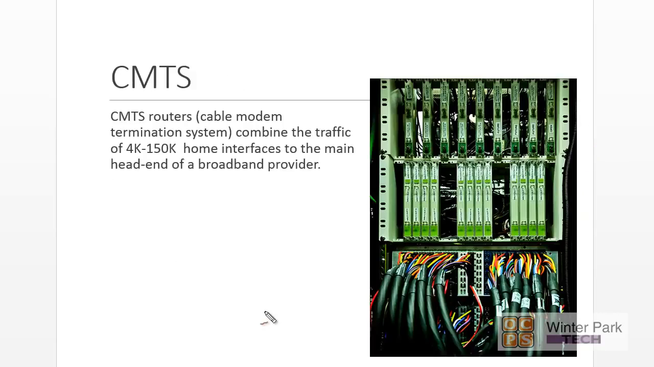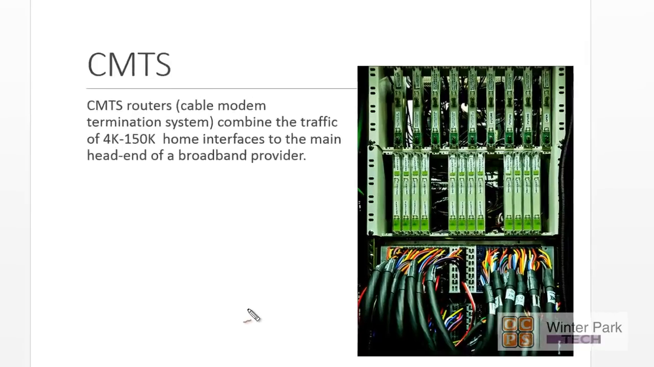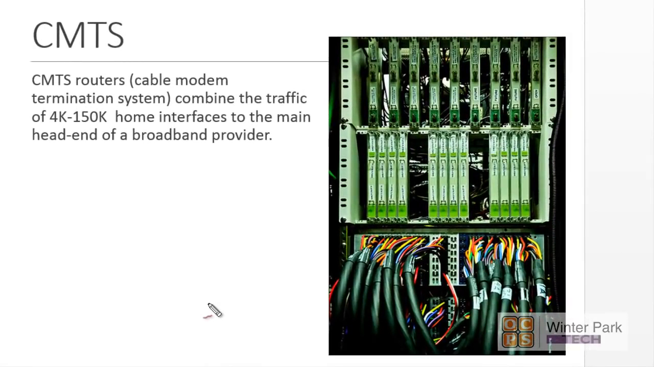Here's an example of a complex piece of equipment in the cable infrastructure. If you're connected to an ISP that is cable-based, this is a CMTS, a cable modem termination system, and it combines the traffic of upwards of 4,000 to 150,000 home interface boxes to the main head end of the broadband provider. People pay probably $2 million a pop for this type of equipment. So this is the complexity that makes it work.